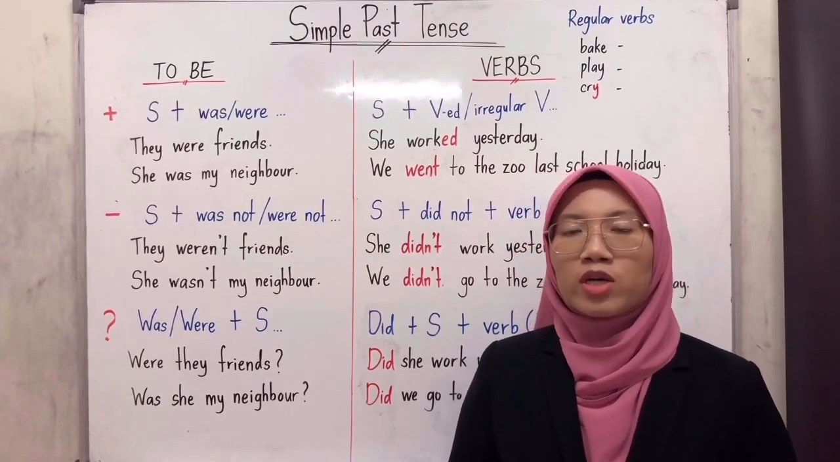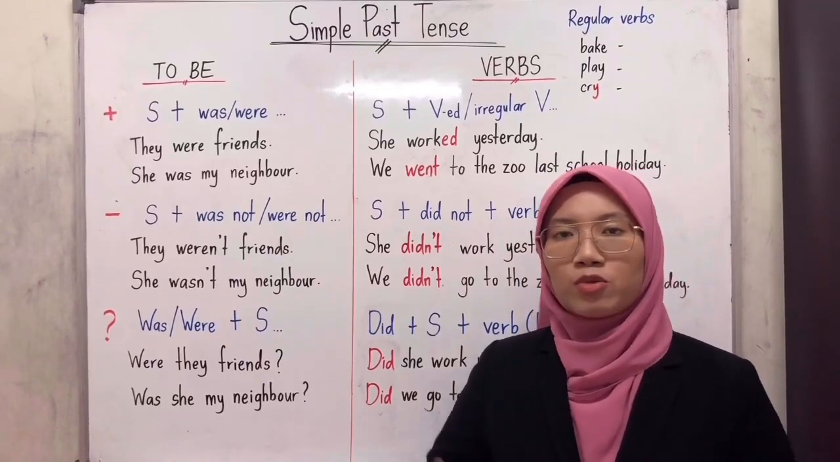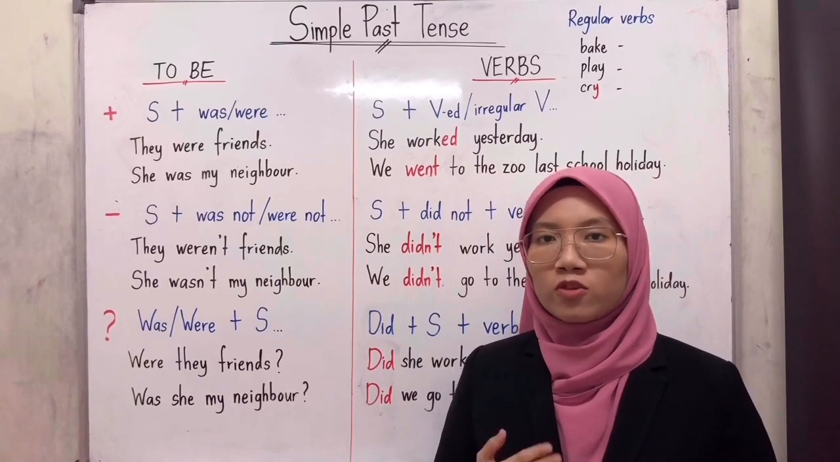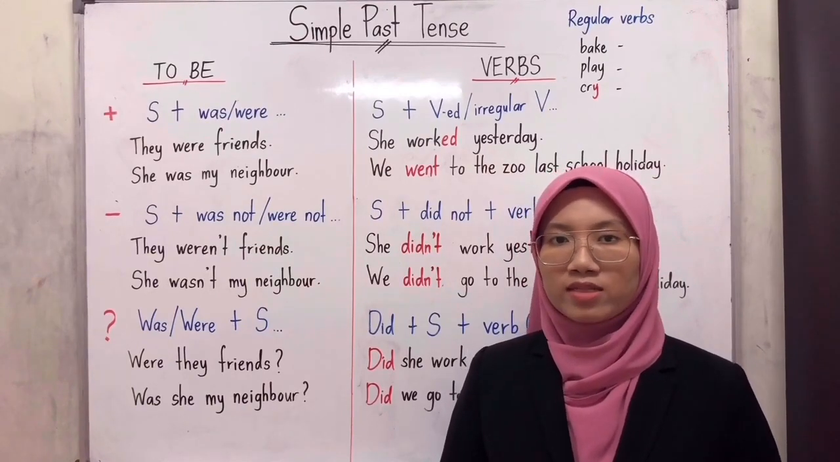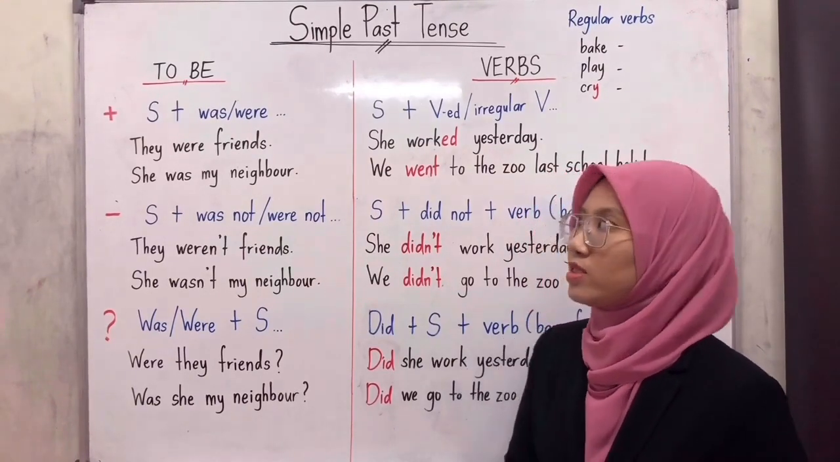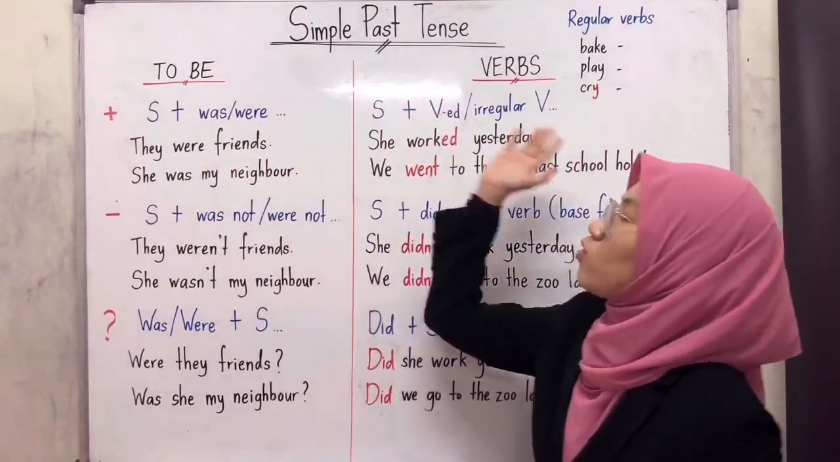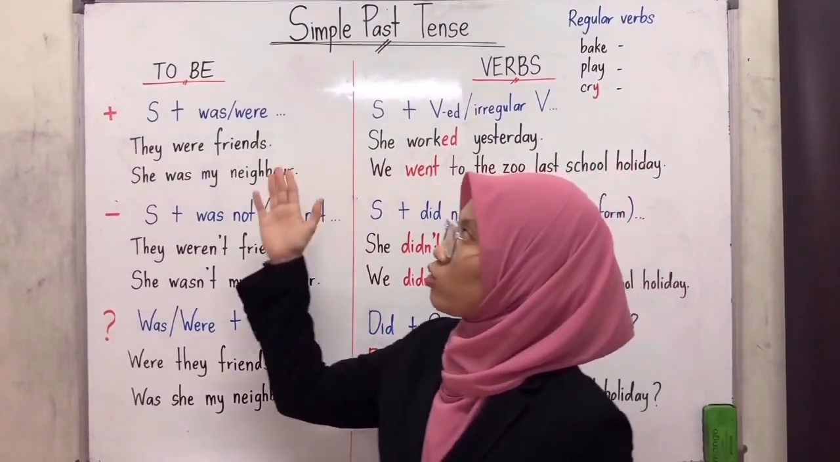So today, you are going to learn a new grammar topic, which is simple past tense. In this lesson, you will learn how to form simple past tense as well as its usage. First, in verbs, we have two forms: verb to be and verbs of movement. Let's look at verb to be first.